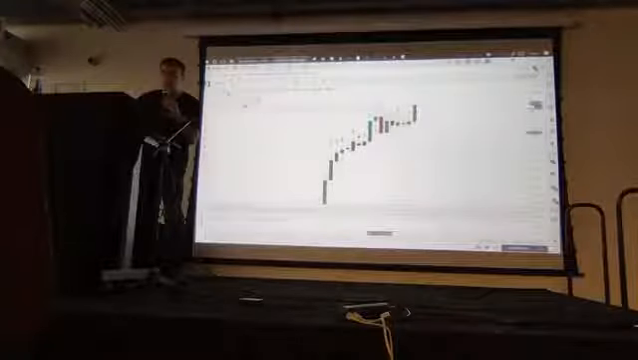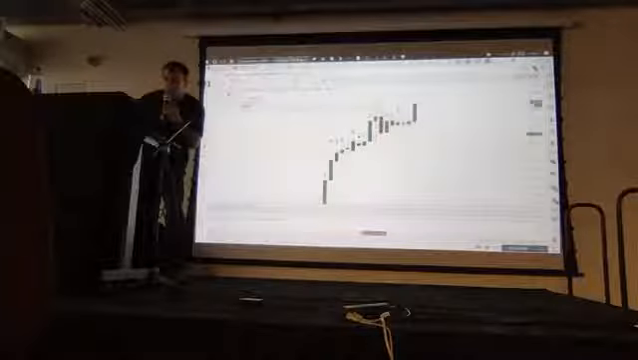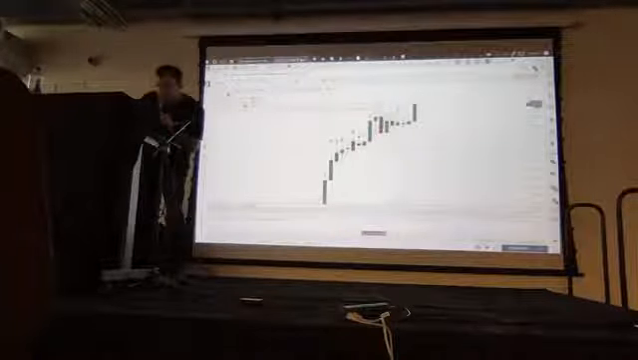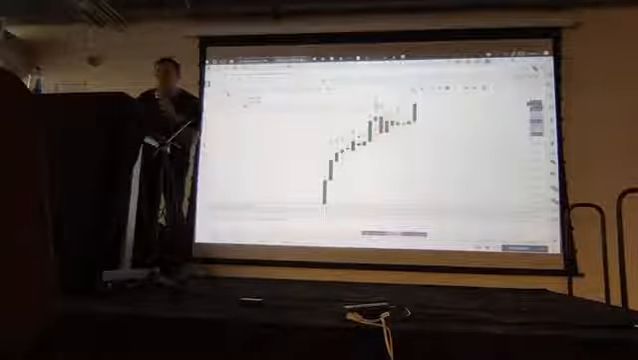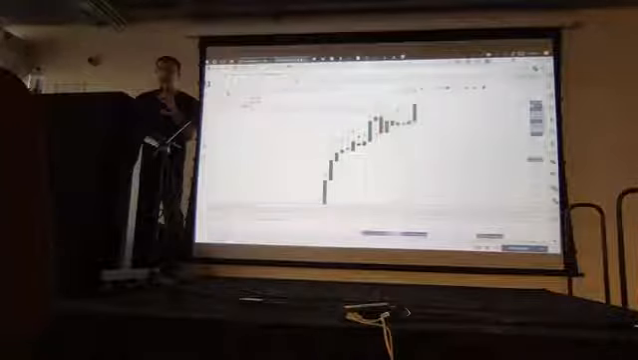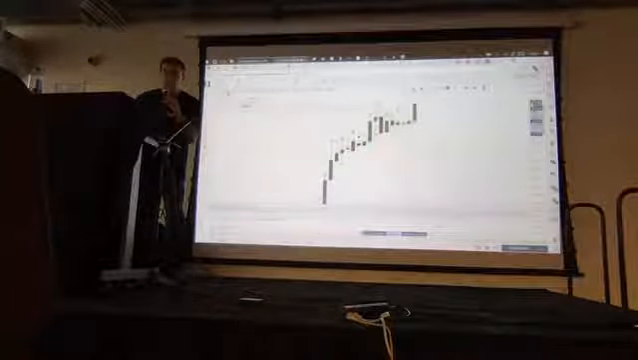What's the length of this triangle? Notice how I use best fit lines, right? What's the length of this triangle? What's the low? The low is 5250. What's the high? 5400, right? So it's 5250 to 5400. How much is that? 200, right? That's a $200 move.